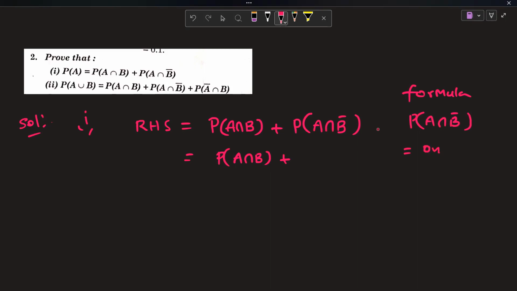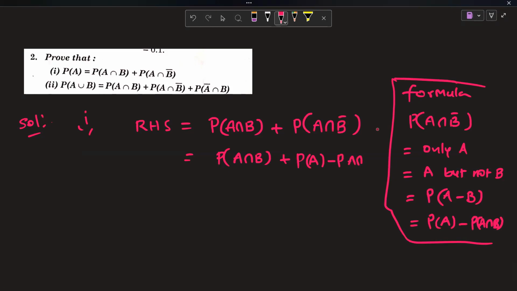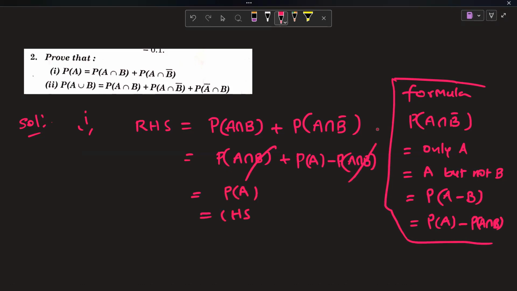This is called only A, but not B. This is also called P of A minus B. And the formula for this is P of A minus P of A intersection B. Copy these formulas. So write down here P of A minus P of A intersection B. P of A intersection B got cancelled. So P of A is left, which is the LHS.